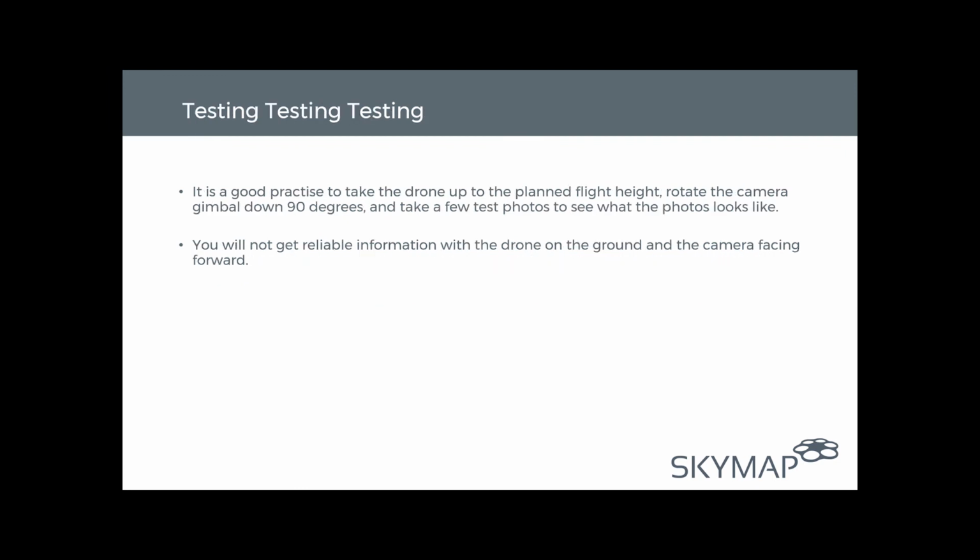If you do not have a lot of experience, or if you have any doubts in what the camera settings should be, it's a good practice to take the drone up to the planned flight height, rotate the gimbal down, and take a few test photographs to see what the photos look like. Play around with the settings and see which ones work the best for you. But you have to take the drone up into the sky and rotate the camera down. You will not get reliable information with the drone on the ground and the camera facing forward.